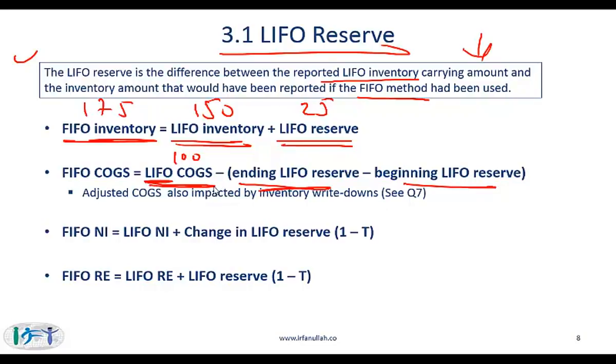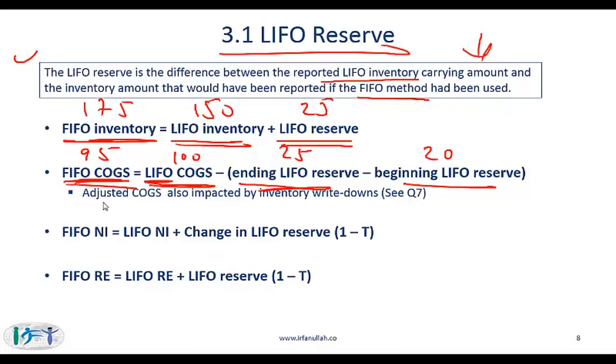If your LIFO reserve at the end of the period is 25 and the LIFO reserve at the beginning of the period is 20, then what is the change in LIFO reserve? That change is 5 and you will have FIFO COGS of 95. So fairly straightforward. We call this number, the FIFO COGS, an adjusted number. So if you look at the terminology in the curriculum, they will call this the adjusted COGS.